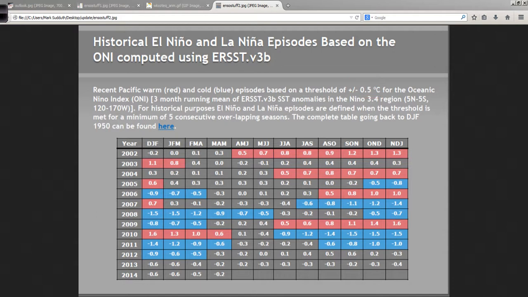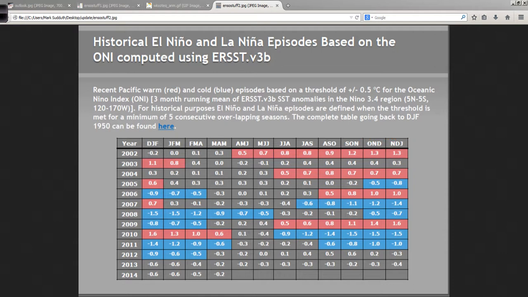And so let's look and see. Back in 2002, the April, May, June average was 0.5. By May, June, July, 0.7. And through the hurricane season, it was pretty warm, reaching a peak of 1.3 during the roughly October through January of '03 time period. So we had a pretty healthy El Nino in 2002. It died off into '03.